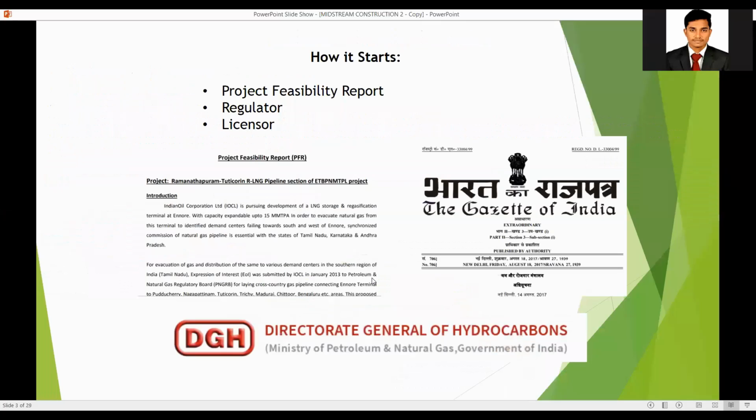Yes, sir. So, how does it start? Let us discuss a few points about the regulatory points and oil and mine regulations before going to the construction points. This is how it starts: project feasibility report, regulator, licensor. This is one example project. This report was given by a company, and DGH, the Director General of Hydrocarbons, is the regulator.